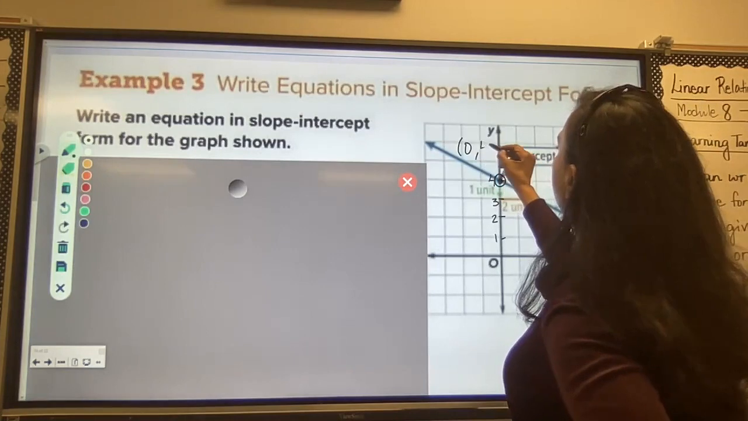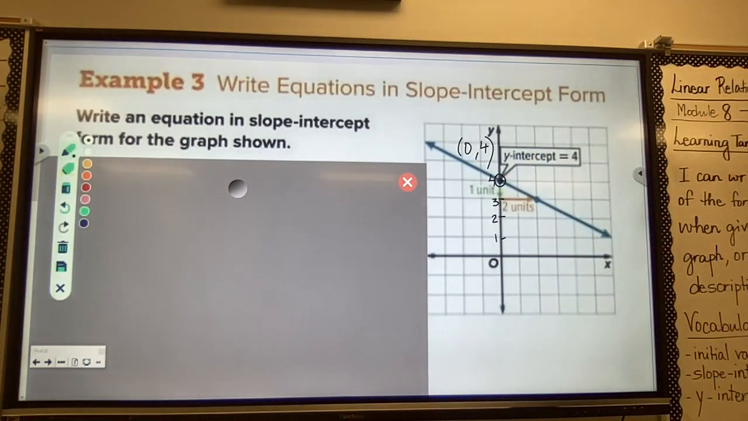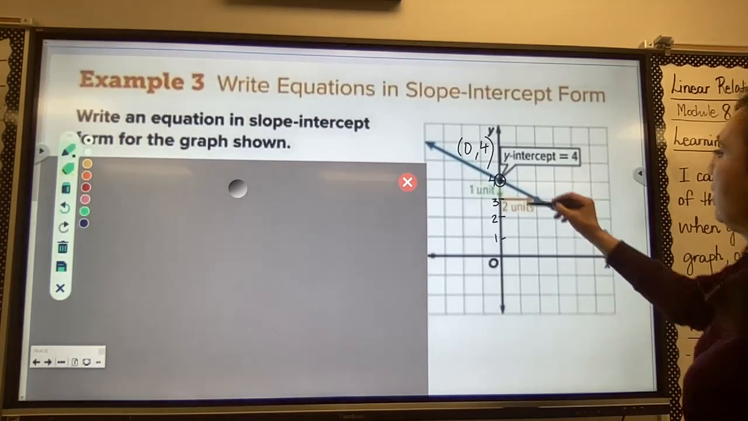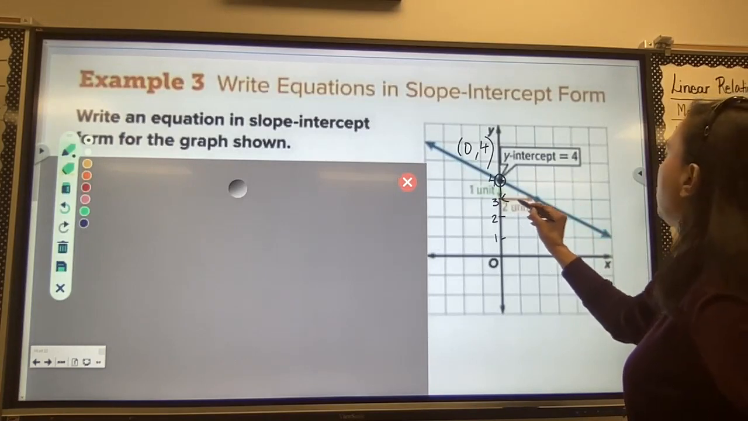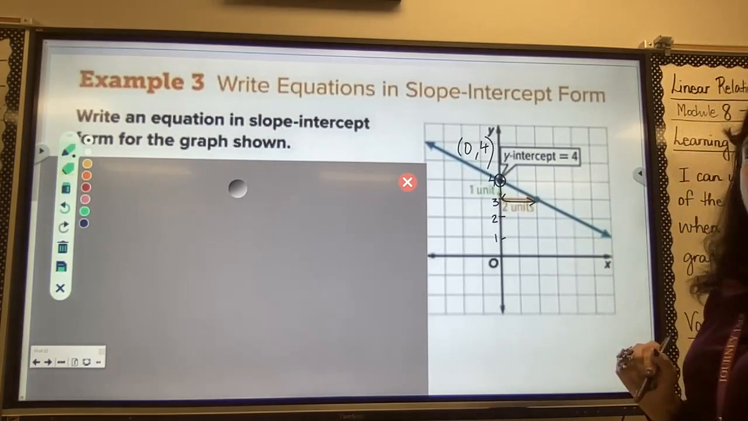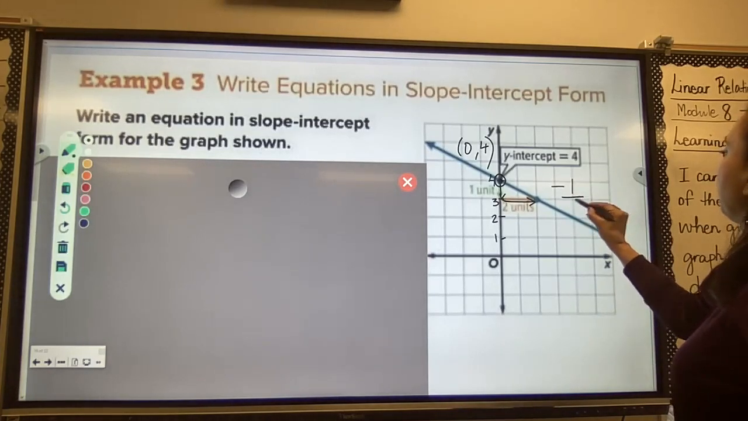This is my ordered pair. And so 4 is my y-intercept. Then we're going to find the slope. So we can see that this is a downward slope. So we are going to move down 1 unit because rise over run. So we are going down 1 unit and 2 units to the right. So it's going to be negative 1/2. Slope is negative 1/2, as you can see over here.